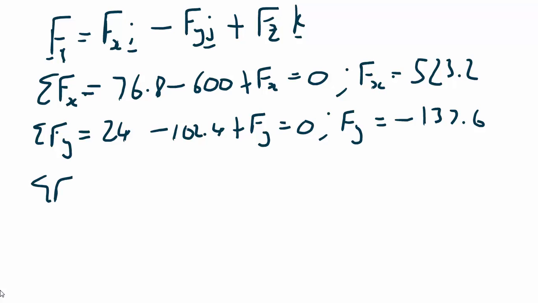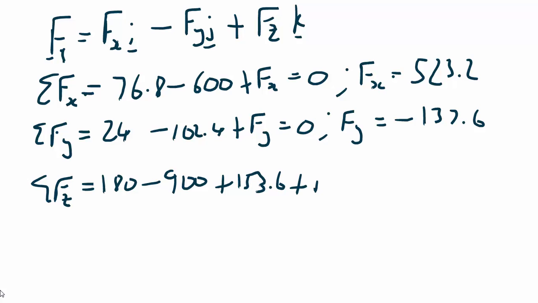And finally, the forces in the Z direction, we're going to have 180 minus 900 plus 153.6 plus Fz, and that's all going to equal 0. So Fz is going to equal 566.4.